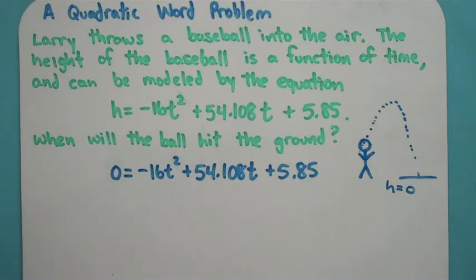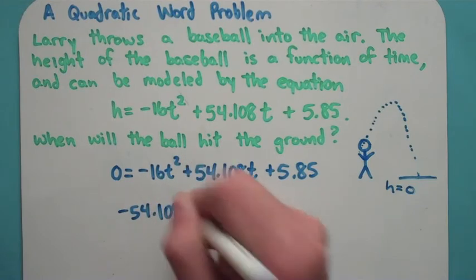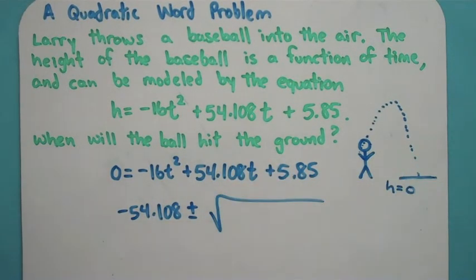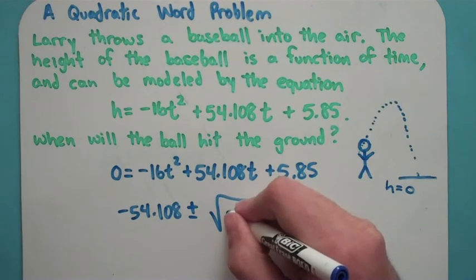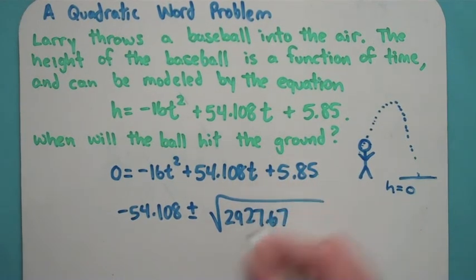So anyway, I'm going to show just some of the steps here as we're going through this. You're just going to pop this in the quadratic formula. It's already equal to 0. So you'd have negative b plus or minus the square root of b squared minus 4ac. So when you do b squared, you're going to get 2927.67, and the decimal keeps on going.